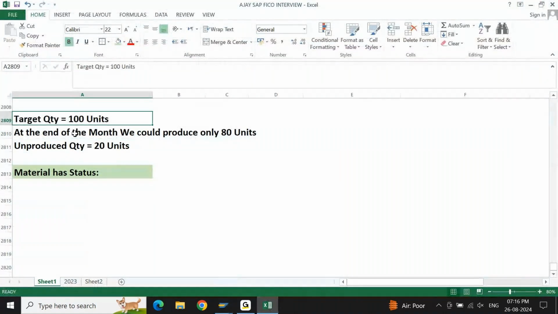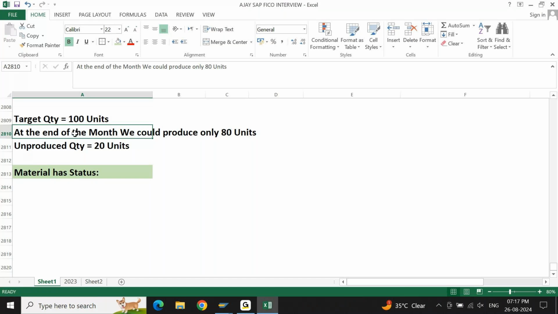Now this material is reserved for this production activity of 100 quantity. At the end of the month, you are able to consume the total 100 quantity or only 80 quantity? Only 80. How much quantity is left over, not utilized within the month? 20 units.